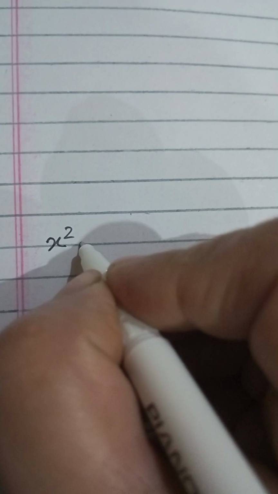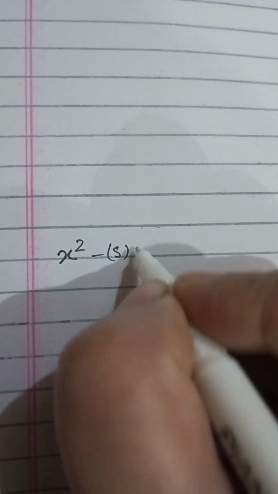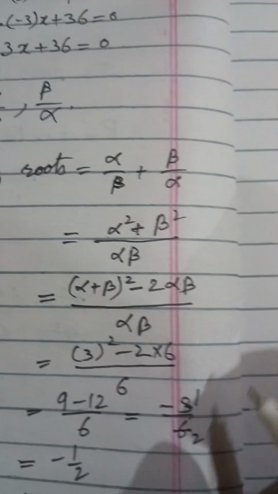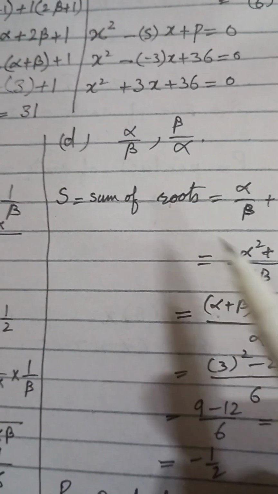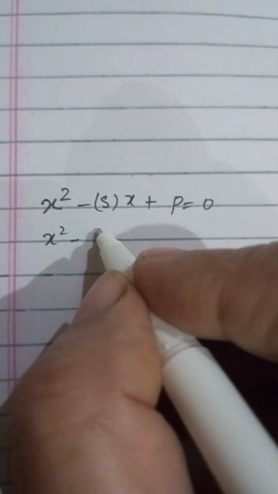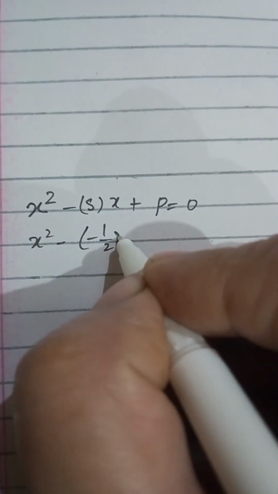Now to find out the required equation, we have the formula x square minus sum of the roots into x plus product of the roots is equal to 0. Here the sum of the roots S is equal to minus 1 by 2. x square minus sum of the roots, which is minus 1 by 2, into x plus product of the roots, which is equal to 1.